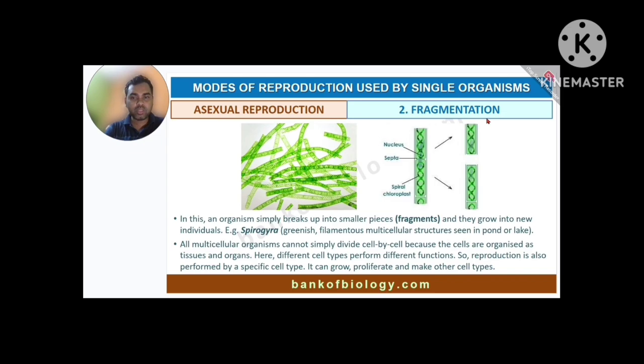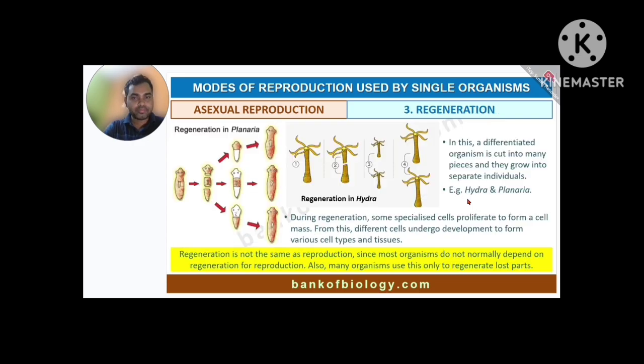Here is the next one. This is fragmentation. This is Spirogyra, and inside the Spirogyra the filament is divided into septa. Inside the cell there is a spiral chloroplast. But by the help of some external environment or other cause, the cell becomes divided, and the single organism is converted into two cells, and later it grows and proliferates.